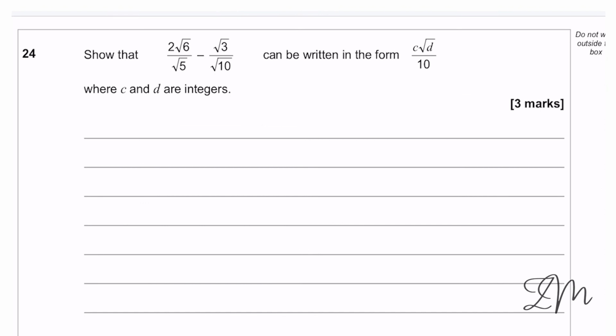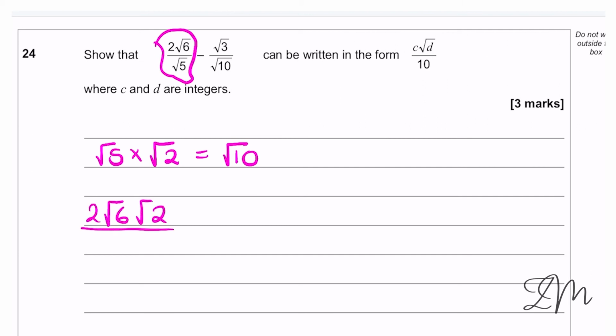Okay, so we've got fractions again, but this time they're written as surds. But again, you treat it exactly the same way. You could simplify it to start with. I think you could make them both over root 10, which might be easier because then you're just taking them away. We can make that root 10 because root 5 times root 2 is root 10. So we can times top and bottom by root 2, and we'll get 2 root 6 root 2 over root 10 minus root 3 over root 10.